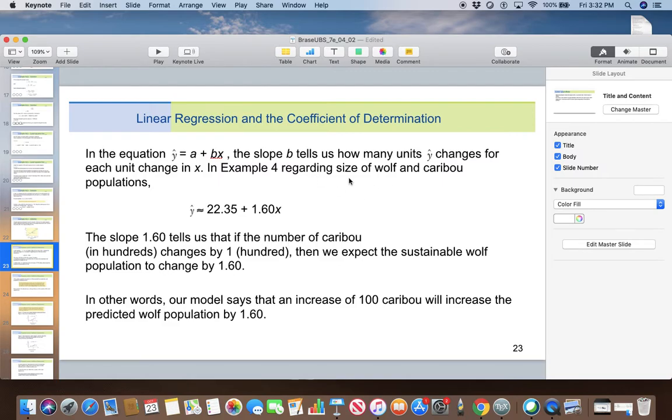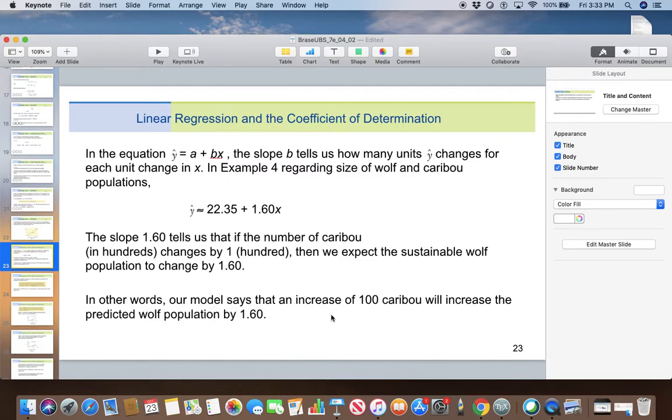So, regarding the size of wolf and caribou populations, this is what you get. What does the slope 1.60 tell us? It tells us that if the number of caribou in hundreds changes by 1, then for every increase of 100, we expect the sustainable wolf population to change by 1.60. When x increases by 1, y increases by 1.60.